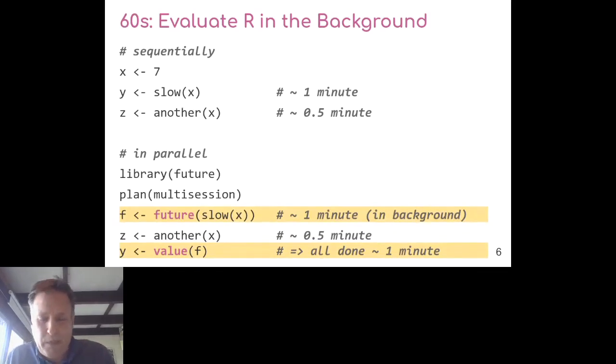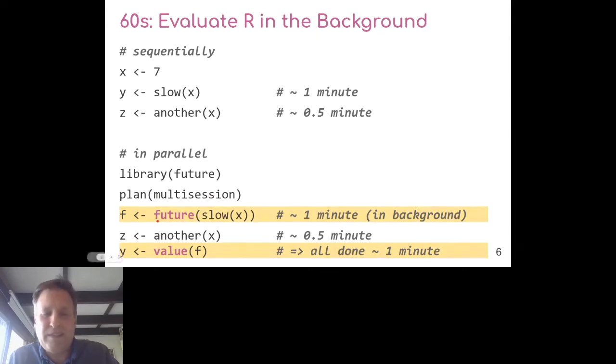There are different ways, but this is the most simple, basic one, with the future framework. We load the package. We instruct the future framework we want to use multiple sessions on the local machine. And then when we take the slow function here, we just say we want to evaluate that within a future.